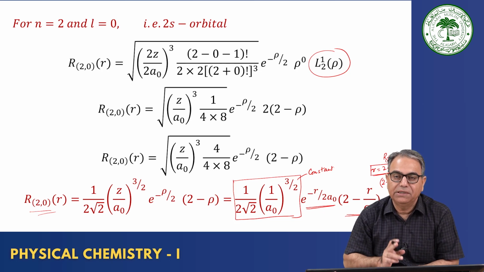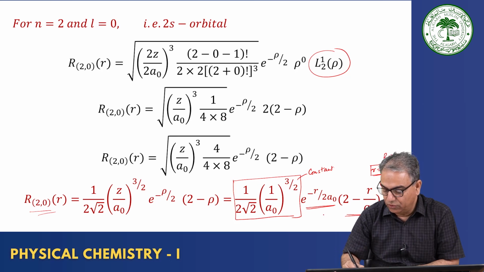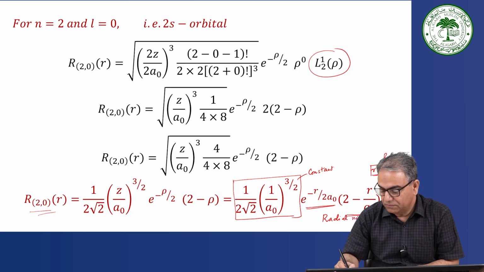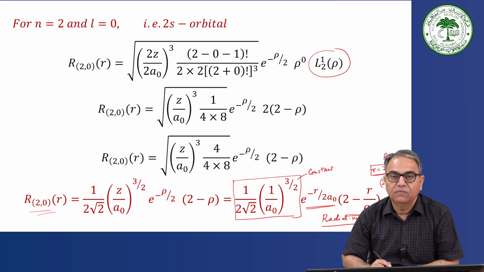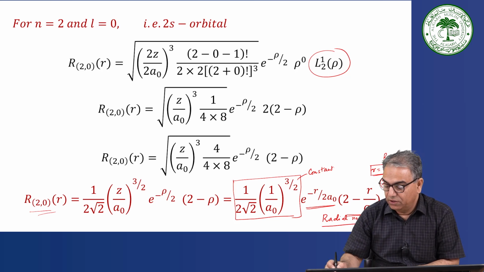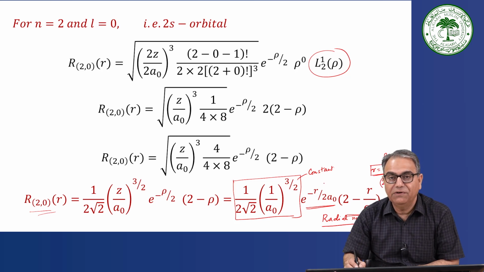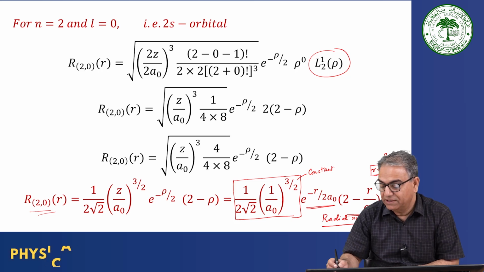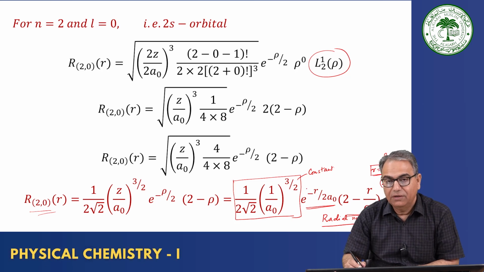So 2s orbital has a node, the radial node. 2s orbital has a radial node. The concept of radial node comes from this equation. Okay, then at r equal to 2a naught, this function will be 0, because the whole function has to be 0, and if r is greater than 2a naught, then again the function will start decreasing. We will come to the plot also later on.